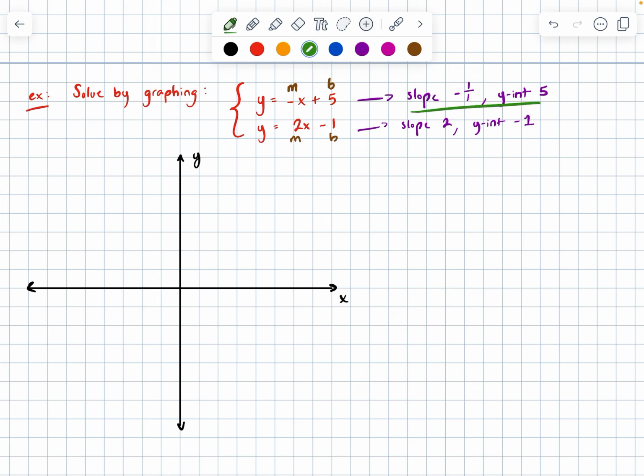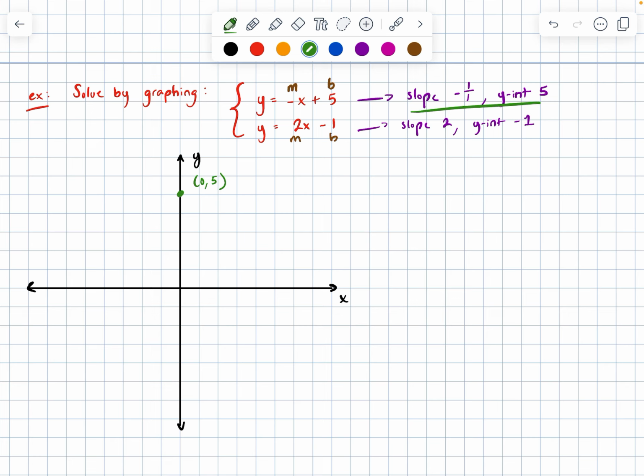Starting with our first line, I'll do it in green. So this guy has a slope of negative 1 over 1. Its y-intercept is 5, so its y-intercept is 5 on the y-axis. 1, 2, 3, 4, 5 is right here. So that point would be 0, 5.